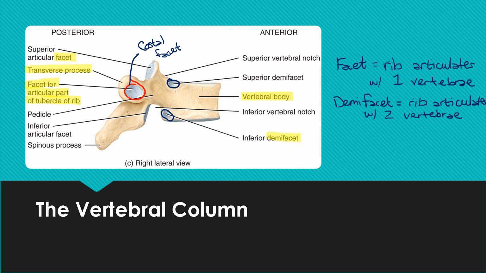So articulation with one rib is going to articulate with both the superior demifacet of one vertebra and the inferior demifacet of the adjacent vertebra. Now, movements of the thoracic region are going to be limited by the attachment of the ribs to the sternum.